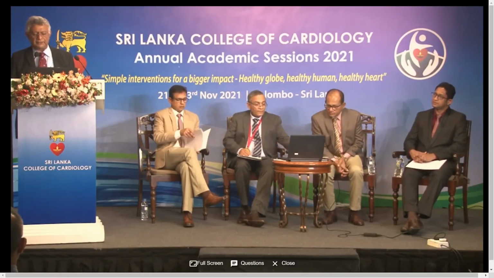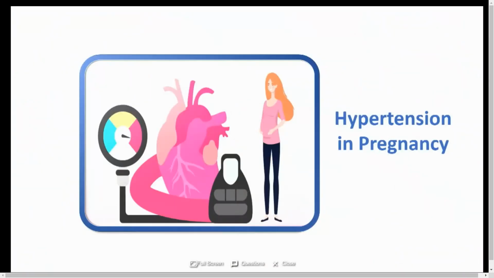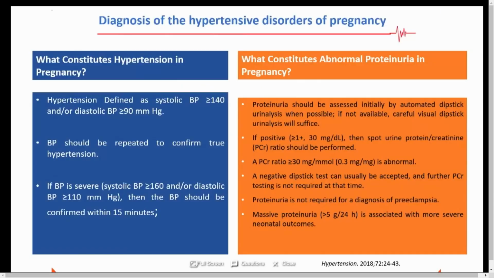First, let me thank the Sri Lanka College of Cardiology and the European Society of Cardiology for inviting me to give this lecture. I'll straight away go to the first topic, that is hypertension in pregnancy. It is a very important population in management of hypertension.